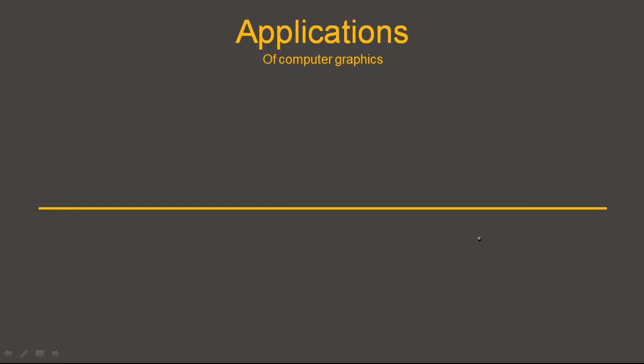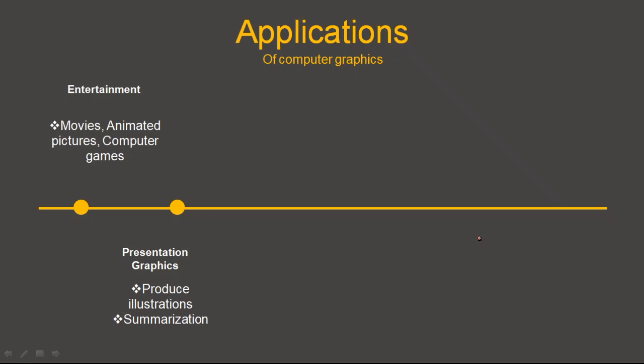Now, what about applications of computer graphics? There are so many applications of computer graphics, some of which I have listed here. First one is entertainment. In entertainment, movies, animated pictures, computer games, all such come under entertainment, and these are applications of computer graphics. Next come presentation graphics. In presentation graphics, we produce illustrations. For example, PowerPoint. We use PowerPoint and other tools to present our illustrations, and the purpose of it is summarization of the content we have.